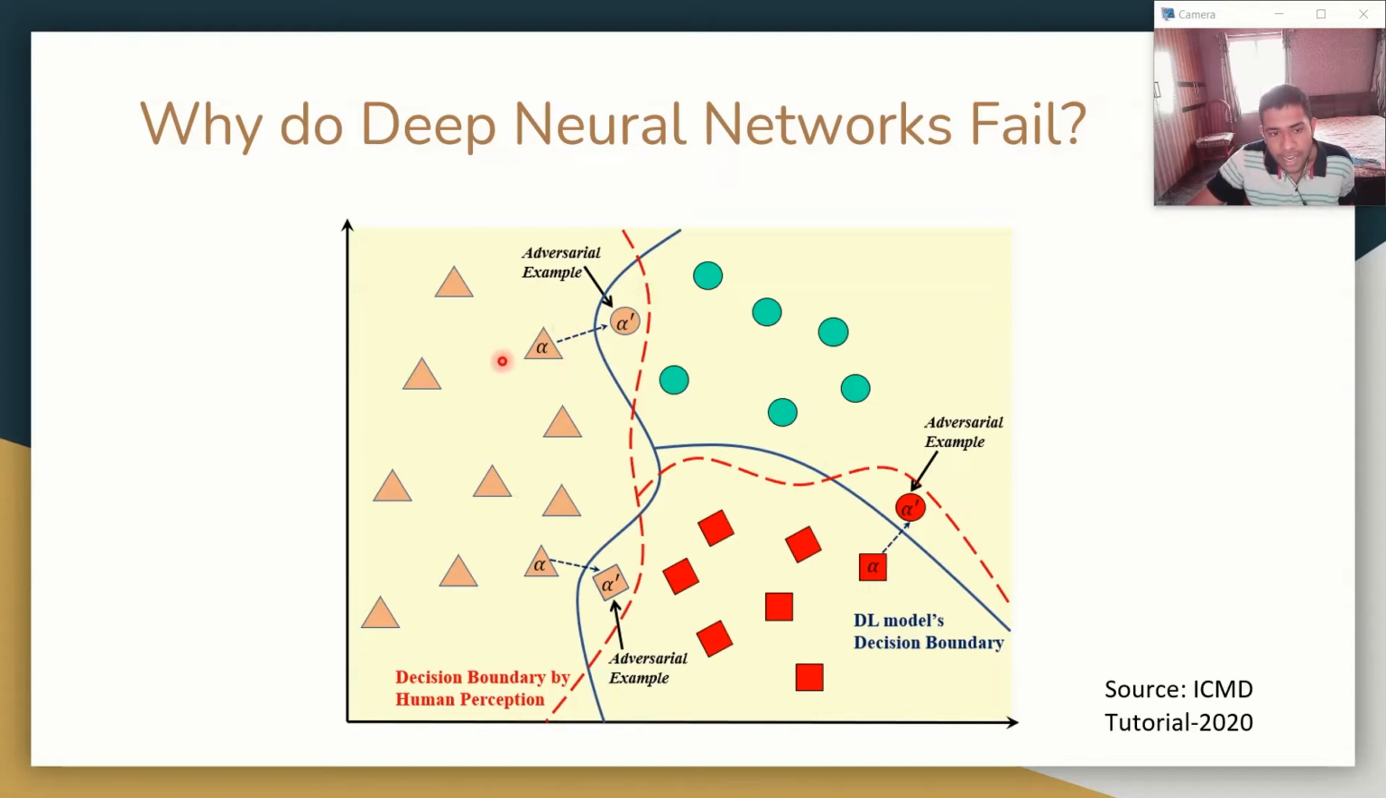Now if we focus on this alpha, which is a triangular shaped object over here, which belongs to one class, and this particular data is correctly classified by both humans as well as by the deep neural networks, but by just applying a careful perturbation, we can convert alpha to alpha dash, and we can basically make the deep neural network misclassify alpha, whereas the human is still going to look at this particular alpha input as the same class, whereas the deep neural network is now confused. So this is the basis of why deep neural networks fail, because of a difference in the perception boundaries or the decision boundaries of the deep neural networks and that of a human being. So that is the main reason.